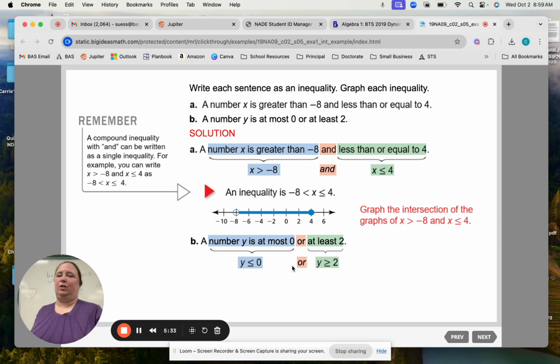All right, so when it's an or, you can't combine these two into a compound inequality all at once. You would just have two separate inequalities. So you just leave it: y is less than or equal to 0 or y is greater than or equal to 2.